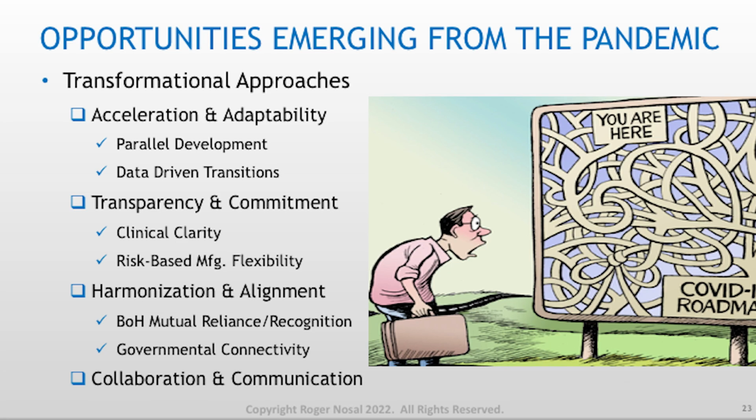So some of the opportunities emerging from the pandemic itself, there certainly were the transformational approaches that I mentioned. We can accelerate and adapt when we want to, and when we have a pandemic and there's urgency. There's got to be transparency and commitment. My company, Pfizer, I think has really high integrity. We always have. I joined the company because of that, because I believe that the scientific integrity was where they focused most of their energy.